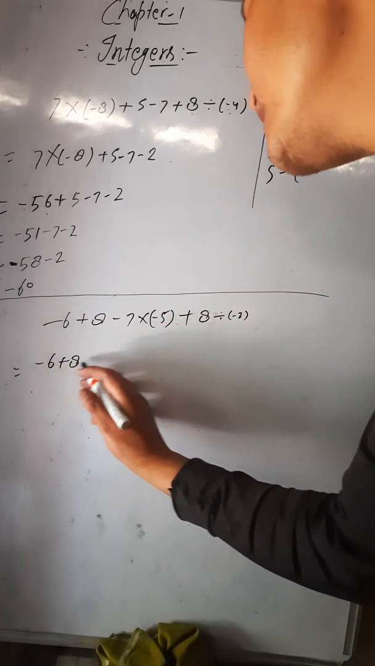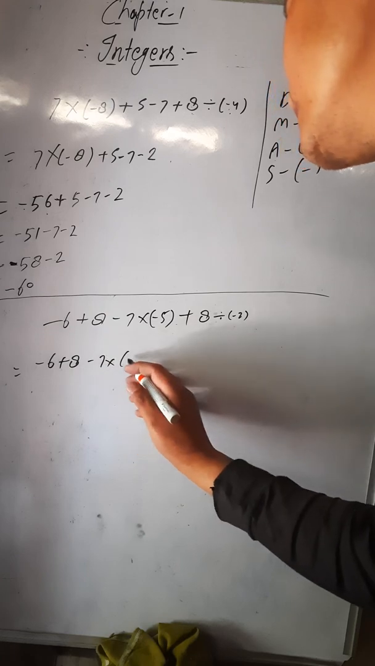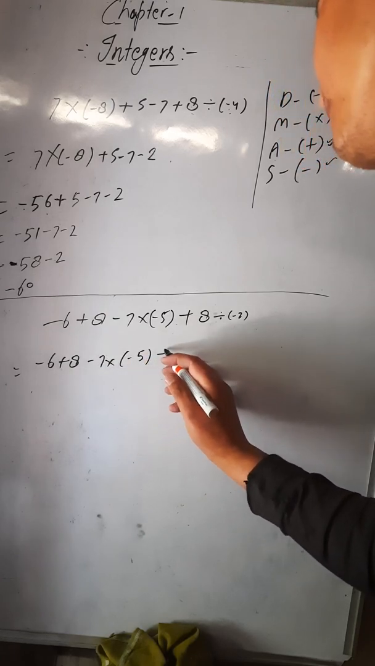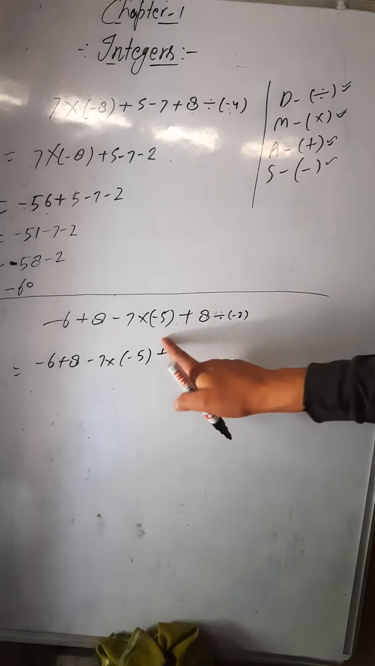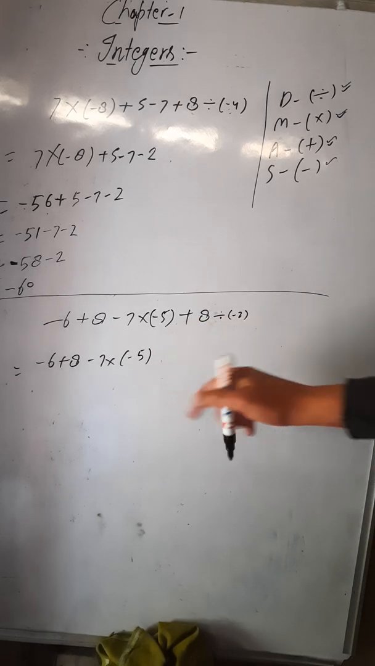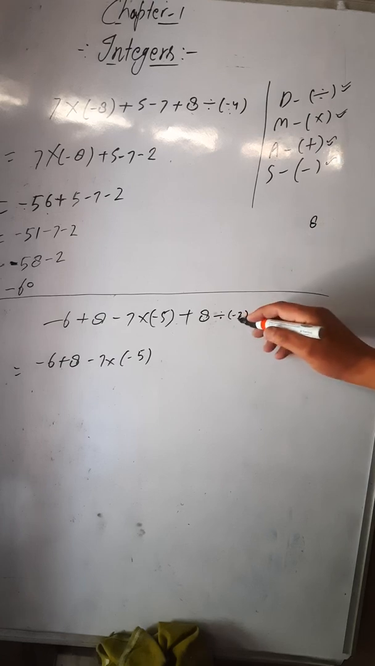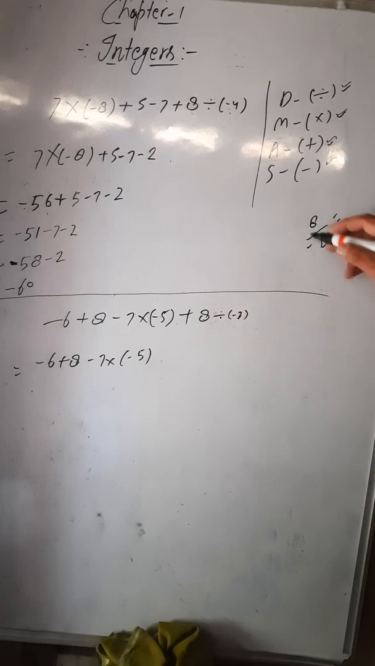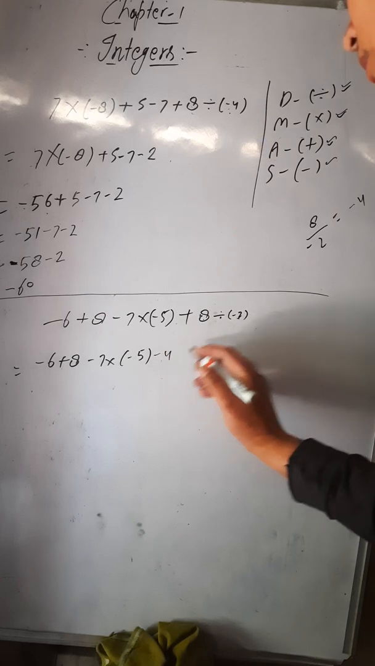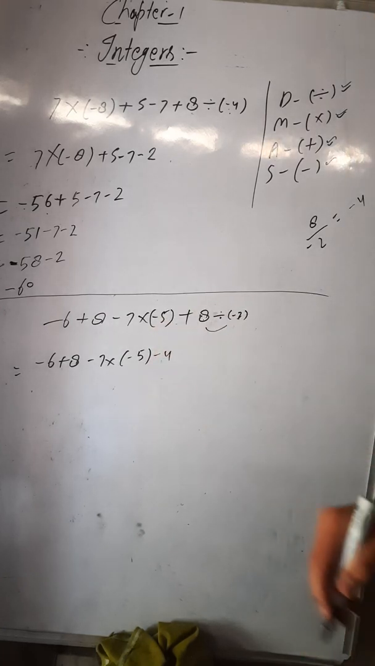Minus 6 plus 8 minus 7 multiply minus 5 plus. Now look here. I am not writing plus here because the numerator is 8 and the denominator is minus 2. So when the numerator is positive and the denominator is negative, the sign will be negative. 2 fours are 8. The answer will be minus 4. This operation we have done.